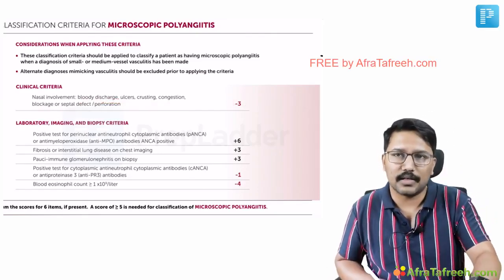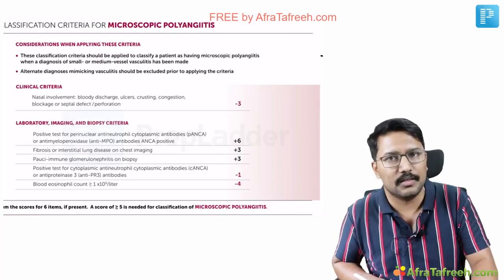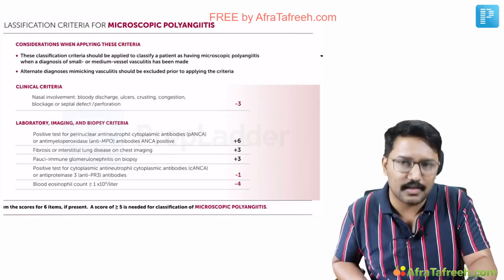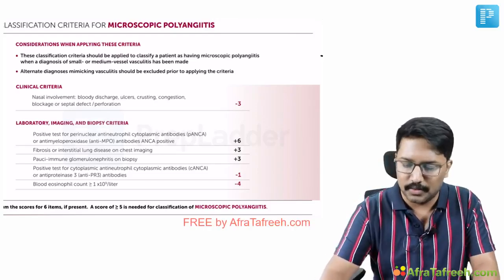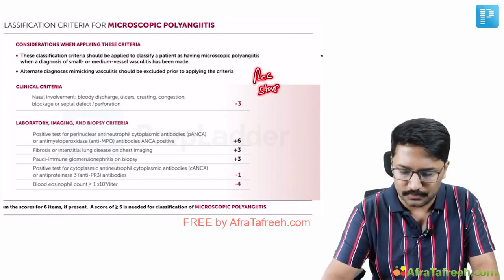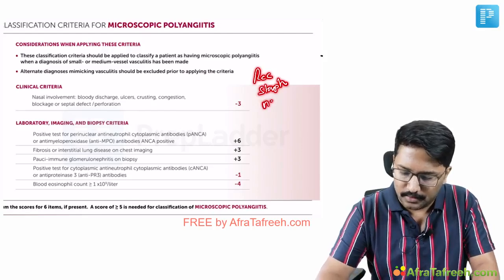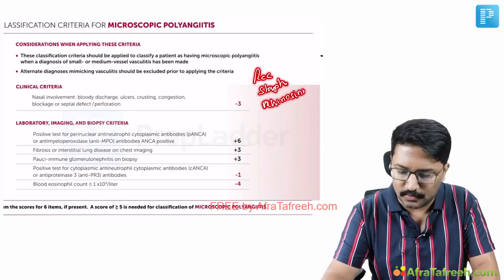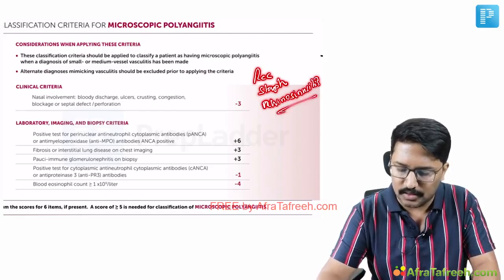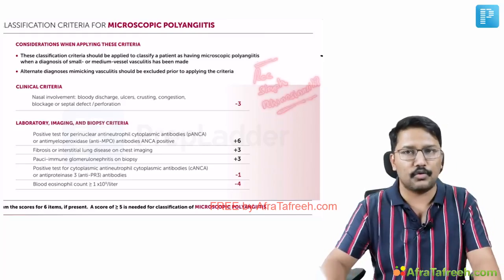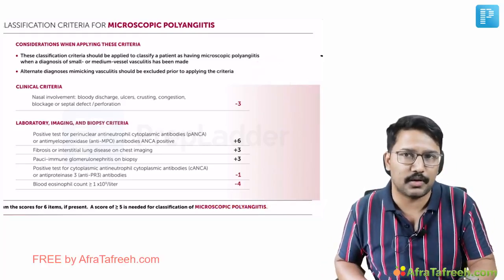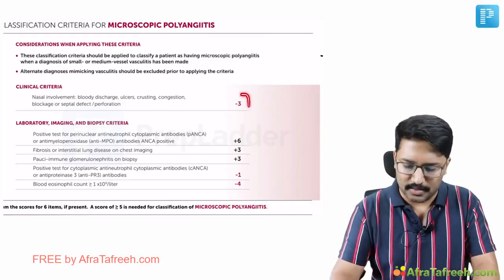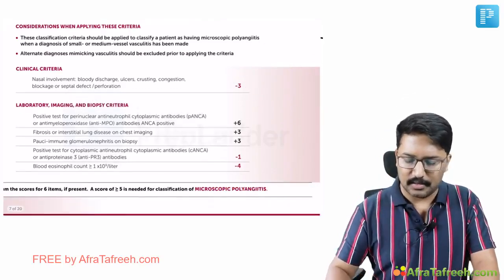Clear? So if at all there is upper respiratory tract involvement in patients with the MPA, it is extremely rare, and if involvement is there, it is usually mild, right? Mild in the form of recurrent staphylococcal rhinosinusitis. You don't see other forms of inflammation, you don't see granulomas occurring, you don't see septal perforation, you don't see saddle nose deformity in these patients, right? So -3 if there is upper respiratory tract involvement.